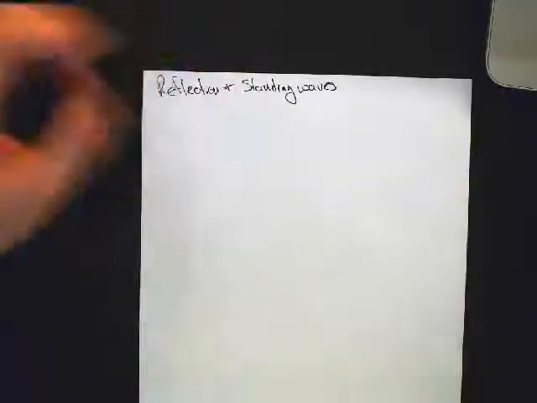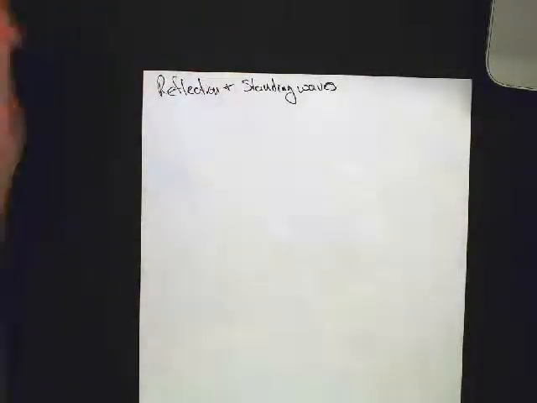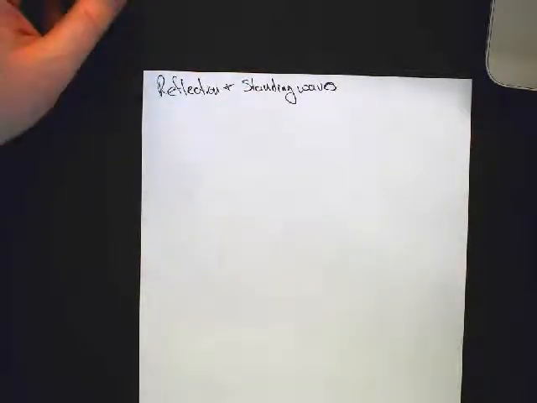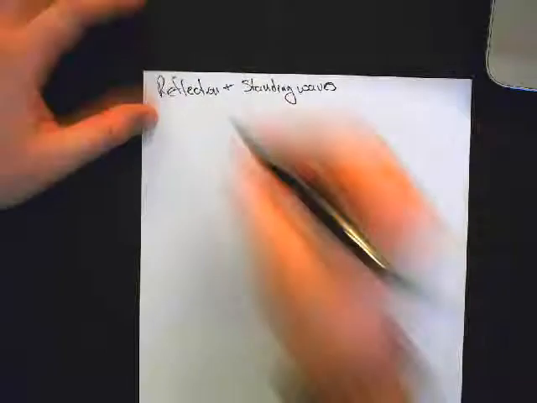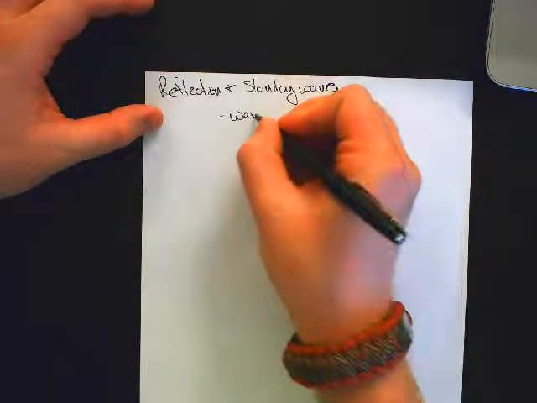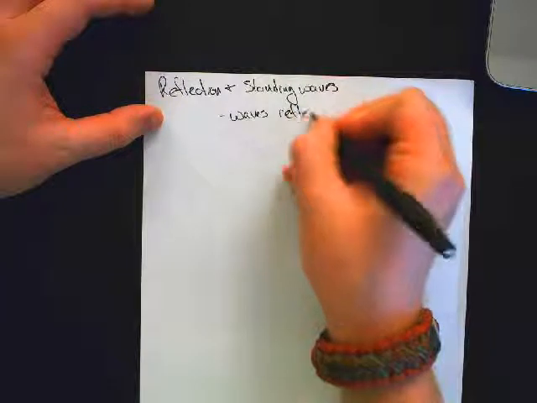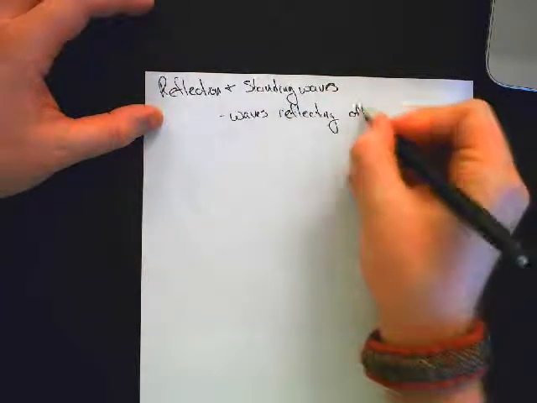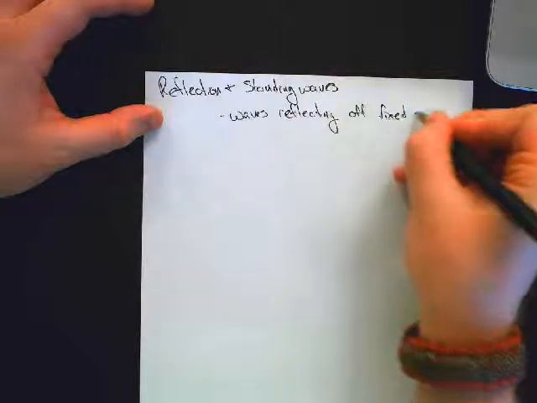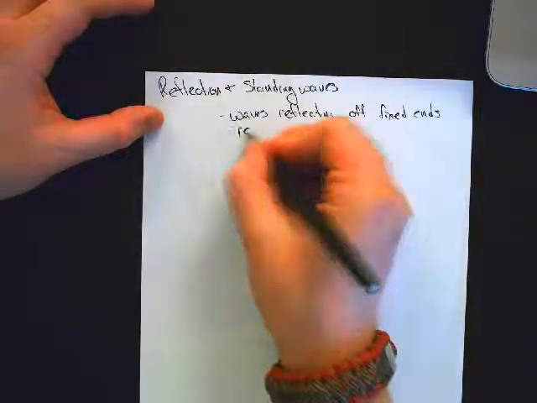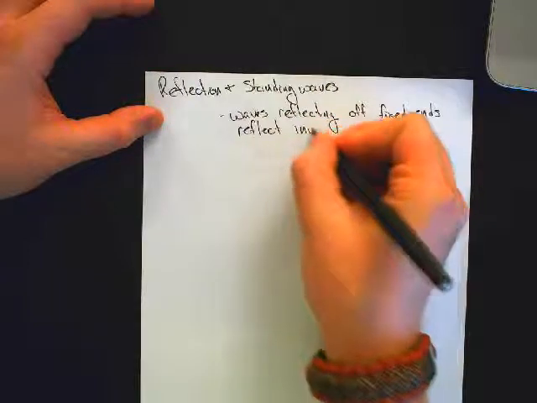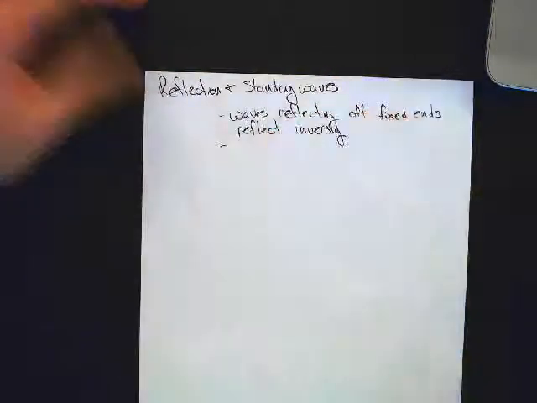In yesterday's simulation, the first thing was reflection of waves. We took a look at a wave on a string and how it reflected when it bounced off a fixed end and a free end. So how did a wave bounce off a fixed end? Inversely. Waves reflecting off fixed ends reflect inversely. Okay, how about off a free end?